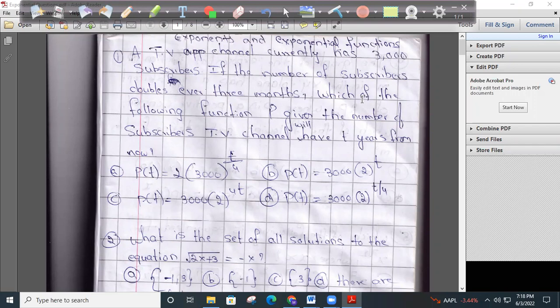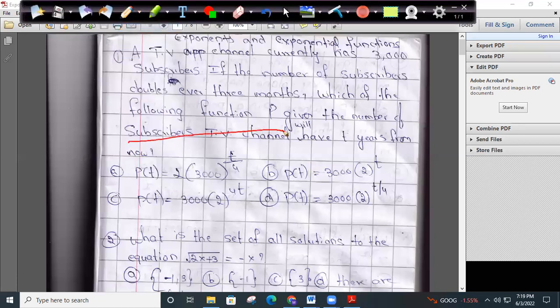Why these questions are difficult is that students don't read at all. They have something in their mind and they think, clearly the 12th question is asking how much is remaining, but people will think how much has expired. First and most important, please identify what is being asked. Which function gives the number of subscribers the TV channel will have t years from now? Means after 1 year, after 2 years, after 3 years. But what is the question?